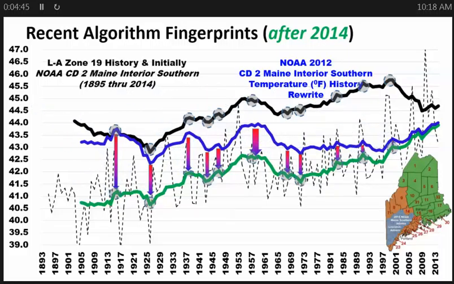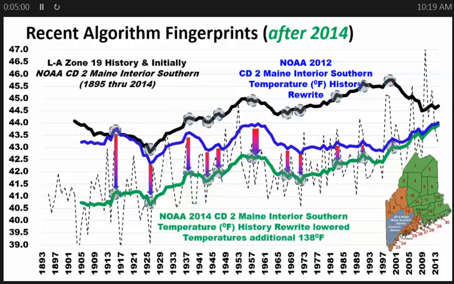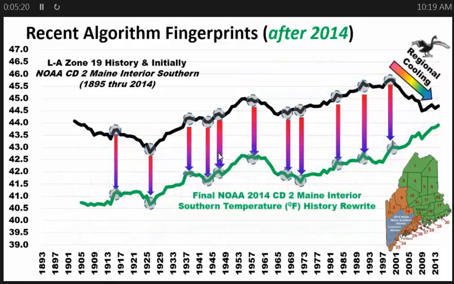And if we look at the same time periods, we find the identical inflection points as seen from the original data of Zone 19. So NOAA 2014 data from their CD2 district, Maine interior southern temperatures, we see an additional rewrite of 138 degrees reductions there.